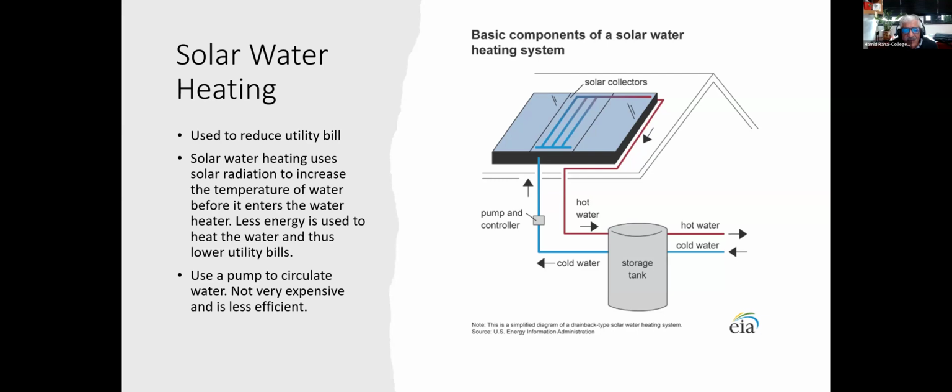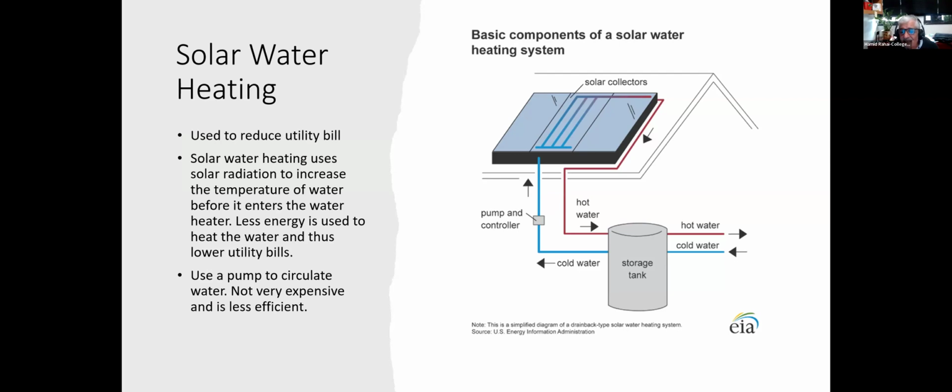It uses a pump to circulate water, is not very expensive, but is less efficient. So basically, you have it on the top of the roof or somewhere that can absorb solar radiation. Within that solar collector, you have this piping system. It's also painted black to maximize solar absorption, and sometimes it has reflection systems and so on. And then you heat the water and pass it through the storage tank.